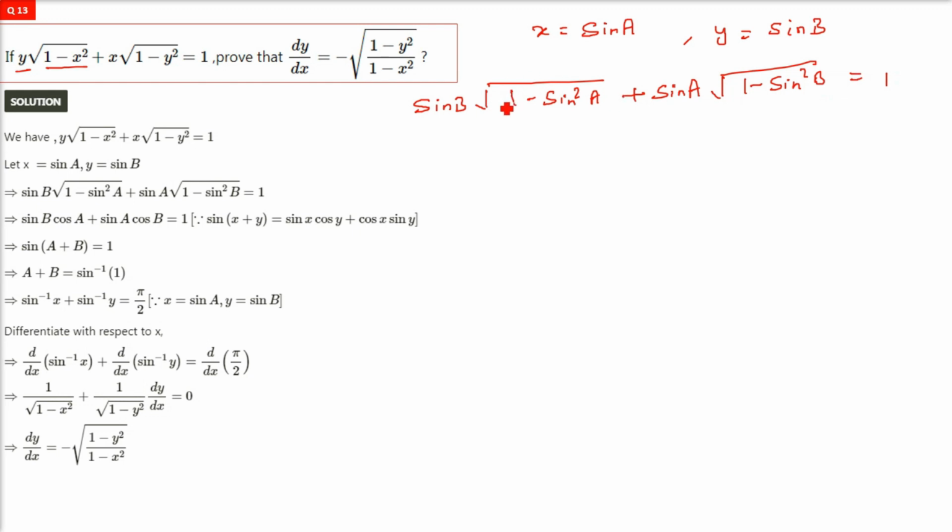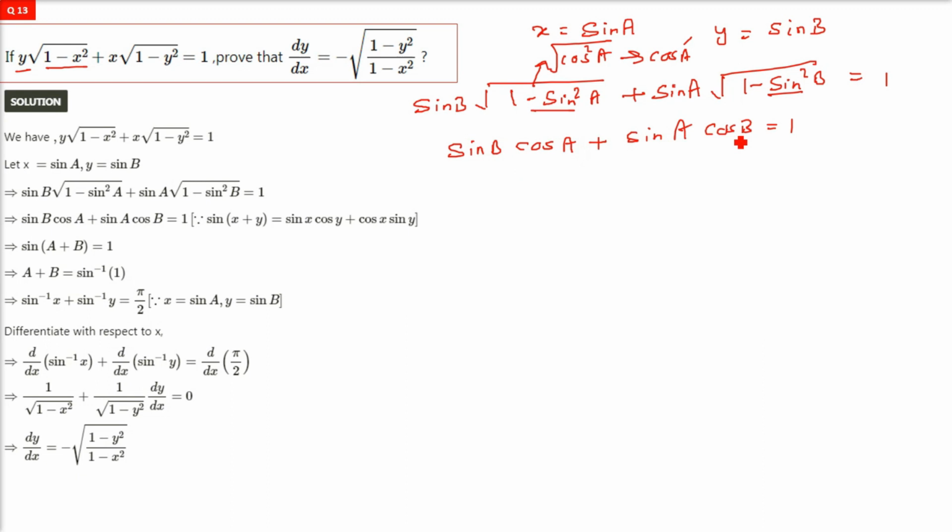So let us resolve it and then we will do the actual differentiation. 1 minus sine square A is cos square A, under root cos square A is cos A. So ultimately this is going to be cos A. So sine B cos A plus this is sine B, sine A, and 1 minus sine square B is cos square B, under root cos square B is cos B. So it is equal to 1.